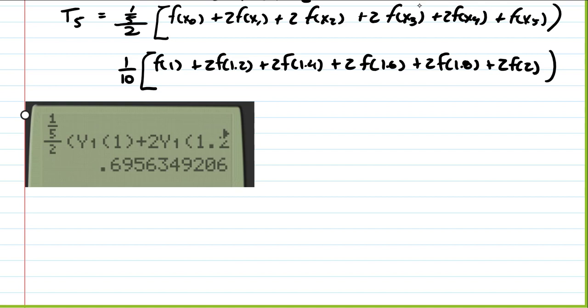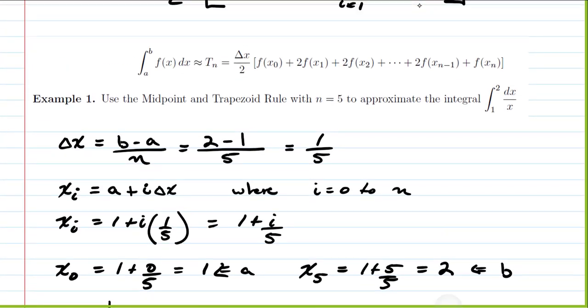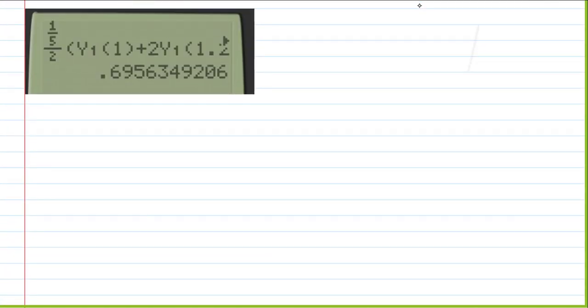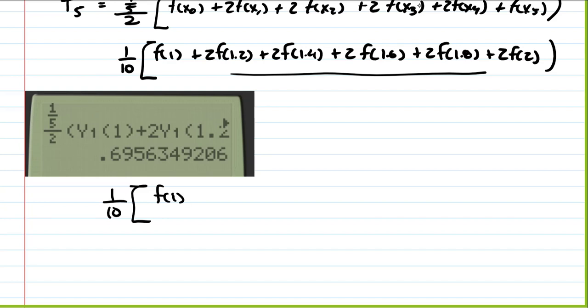So we want to try to find a way to make this a little more efficient. That's where the sigma notation comes in. So let's rewrite this using that sigma notation that we talked about up here. So we noted that we can do all of these guys together. So it would be 1/10 times f of 1 plus f of 2, and then plus 1/10 times the sum, as i goes from 1 to 4, of f of x sub i.